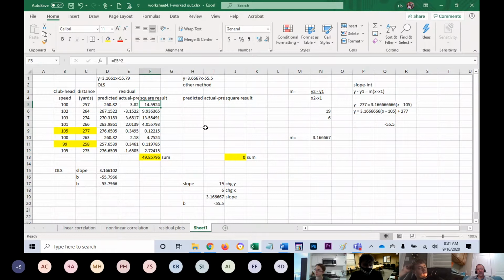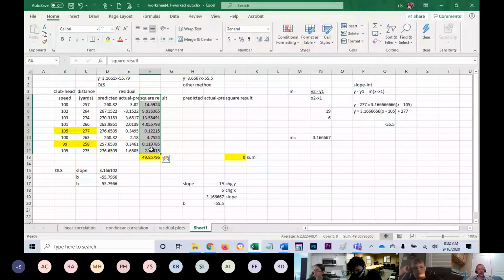So in chapter 14, we're going to do this again. There's a mathematical reason why we want to square it instead of use the absolute value, and we'll learn it again in chapter 14. So I'm just kind of preparing you for chapter 14. So we're going to need to find the squared residual result. And so at any rate, I've got 49.85.